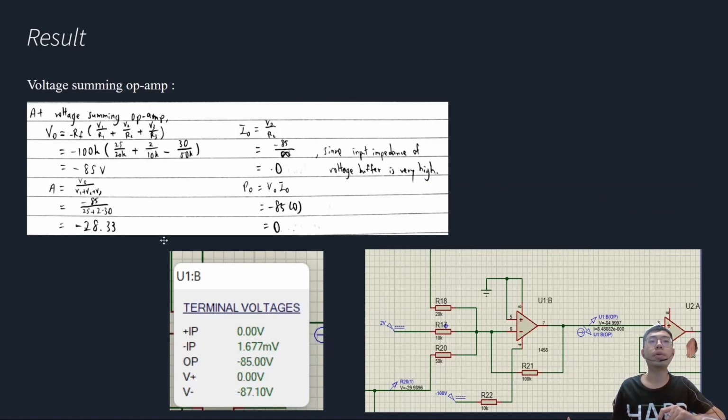For the simulation part, the output voltage is around negative 80.5 watt, and it is also combined with a voltage buffer, so it provides an output current of around 84.68 nanoampere with an output power of 7.197 microwatt, which is very small.